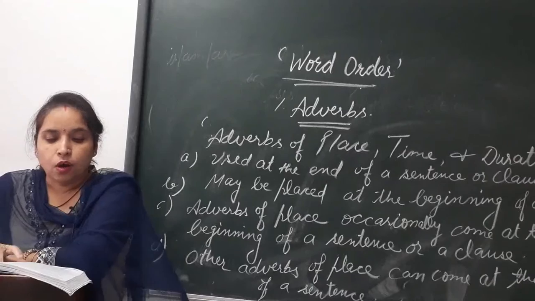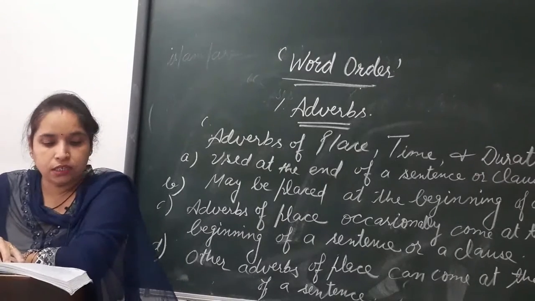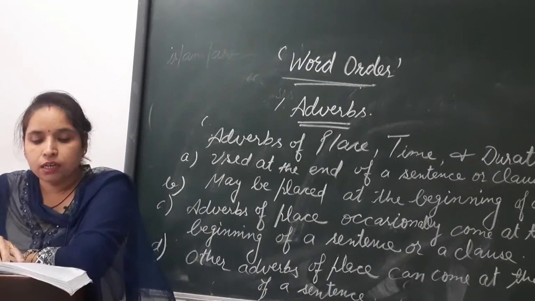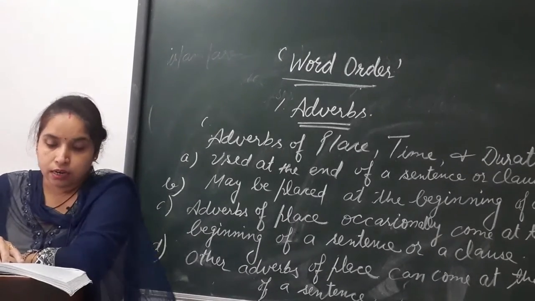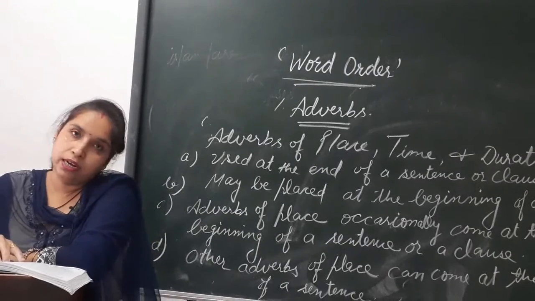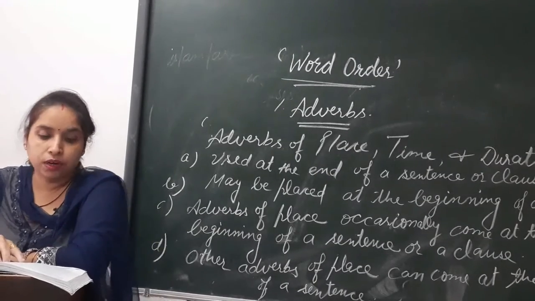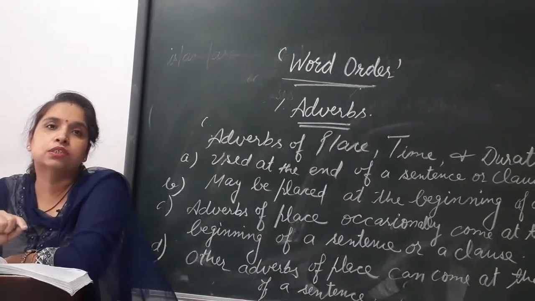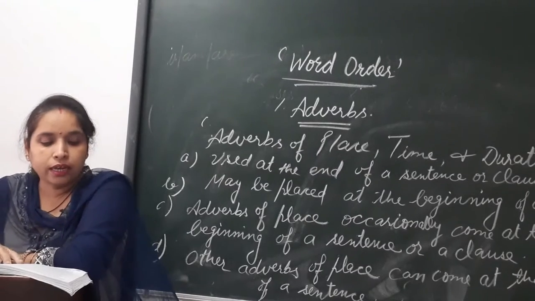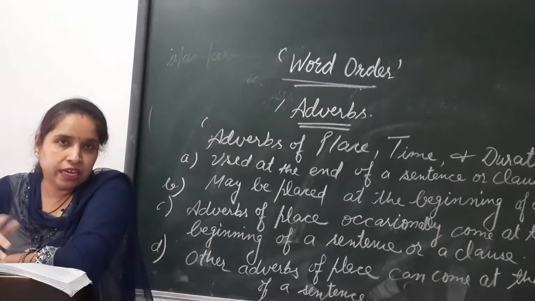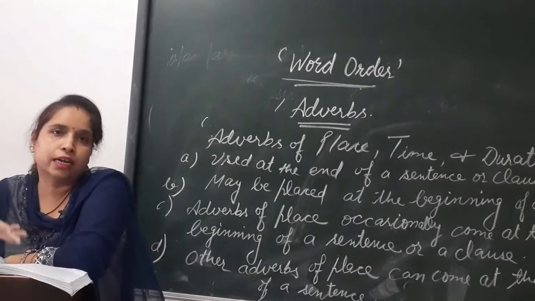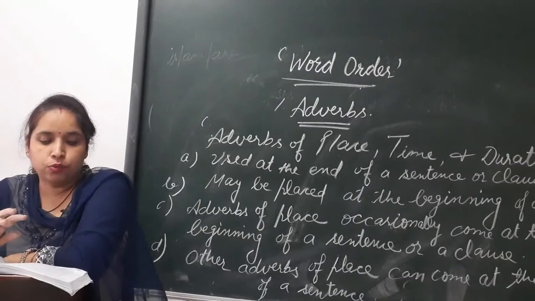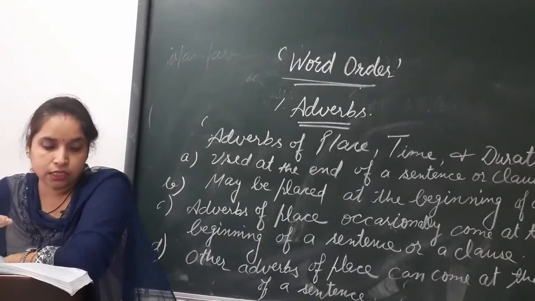Certain other adverbs obey the same rule as adverbs of frequency: almost, already, also, hardly, just, merely, nearly, not only, quite, rather, scarcely, soon, still and therefore. These are adverbs also used following the rules of frequency. Like, he had almost finished his meal. Had is the auxiliary, so after that it will come. He has quite forgotten the appointment. He is still trying to enter the university. So after the auxiliary these are coming.